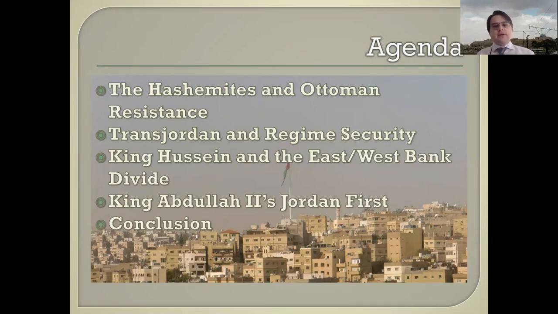Transjordan is a term that came into effect before we had the Hashemite Kingdom of Jordan, which I believe was officially done in the 40s. So Transjordan, the idea that Jordan was part of something bigger, a bigger project, which we'll discuss. We also will discuss the East-West Bank divide under King Hussein and the Jordan First or Al-Urdun Awwalan campaign under the current King Abdullah II that was seen as a way of trying to unite all Jordanians. All right, so let's get started.